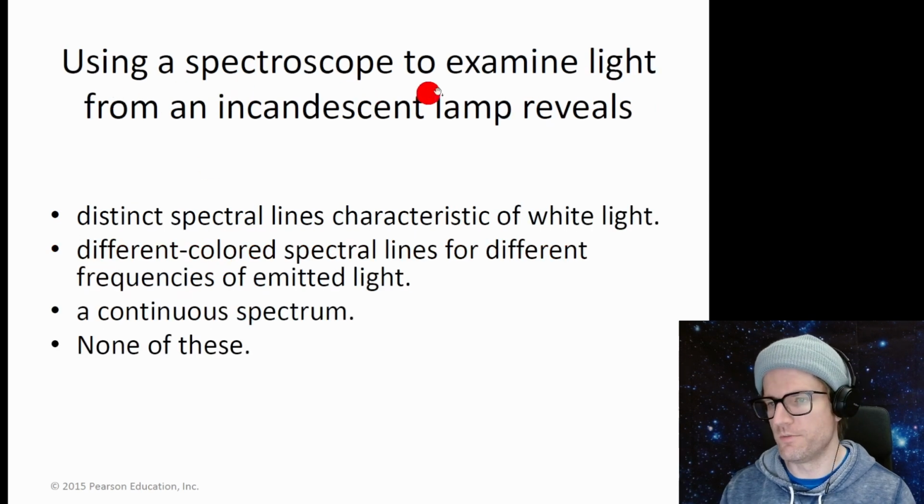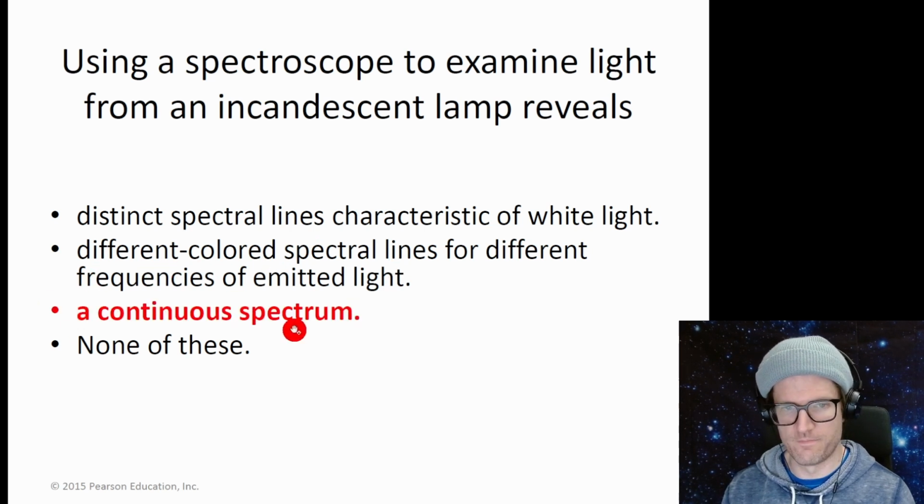Using a spectroscope to examine light from an incandescent lamp reveals a continuous spectrum. Distinct spectral lines, no. Different colored spectral lines, no. It's going to be continuous.